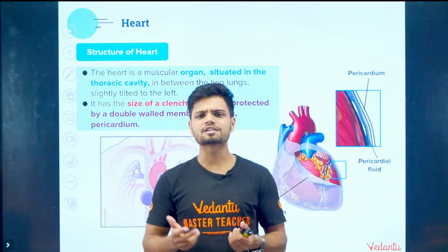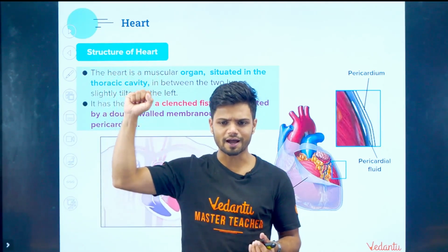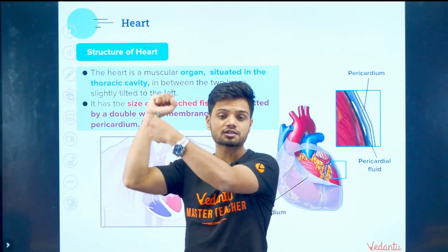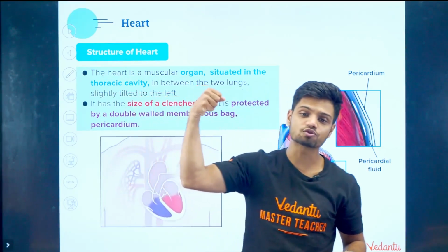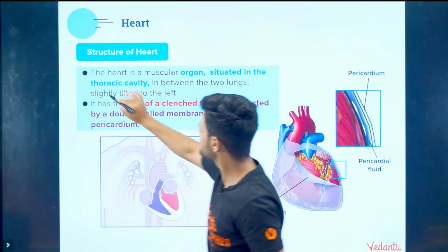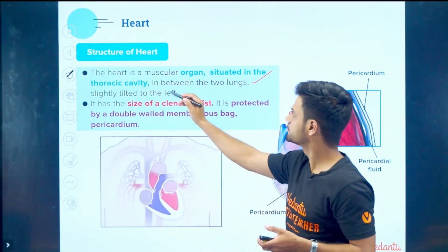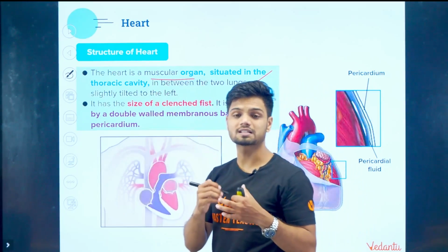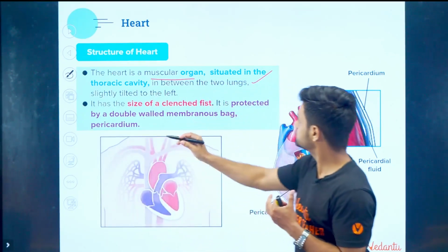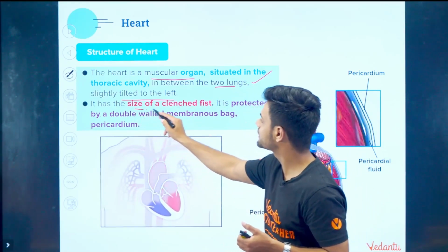But what about the size of the heart? If all of you take your hand, close it, can you see this particular clenched fist? This is the size of the heart. So the first is the position. The position of the heart is in the thoracic cavity. It is a muscular organ that has cardiac muscles, between the two lungs, slightly towards the left. It has the size of a clenched fist.